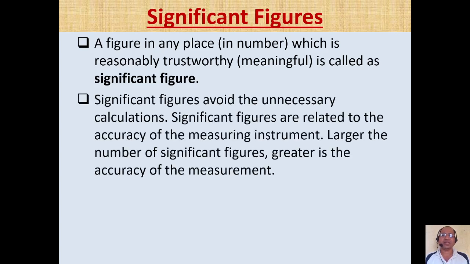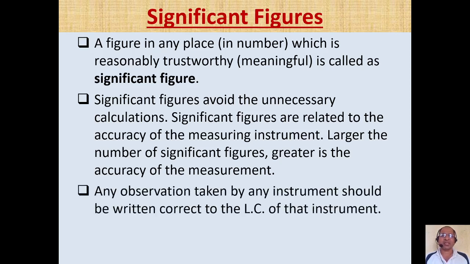The use of significant figures is to avoid unnecessary calculations. Significant figures are always related to the accuracy of the measuring instrument. The larger the number of significant figures, the greater is the accuracy of the measuring instrument or the measurement. Any observation taken by any instrument should be written correct to the least count of that instrument. Suppose we have taken readings from a vernier caliper. Vernier caliper has least count 0.01 centimeter. So any observation taken from this vernier caliper should be written up to 2 decimals because its least count is 0.01 centimeter.